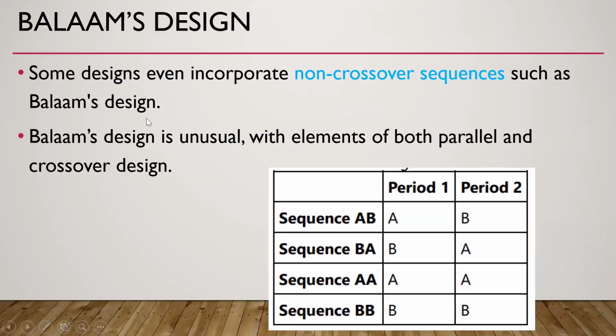Then Balaam's design. Some designs even incorporate non-crossover sequences such as Balaam's design. Balaam's design is unusual with elements of both parallel and crossover design. So what we do here is we have sequence AB, sequence BA, sequence AA, and sequence BB. So here it is parallel, it is not crossover. And in these two, it is like a crossover. So it has both the components. We will see the utility of this type of design.